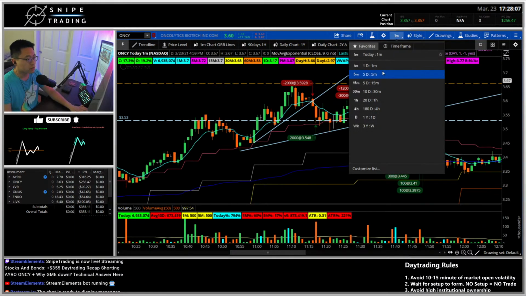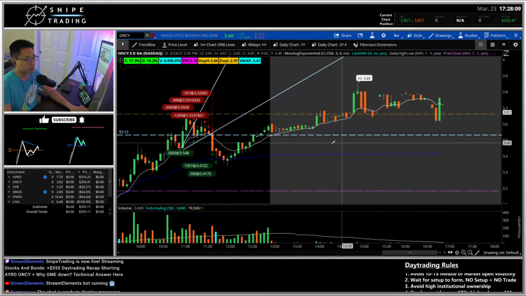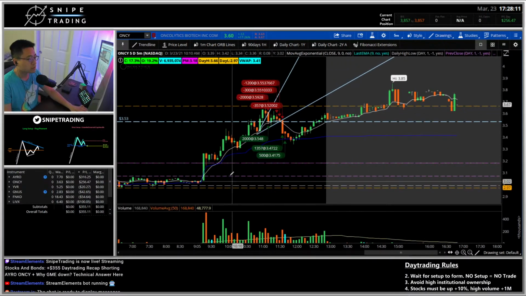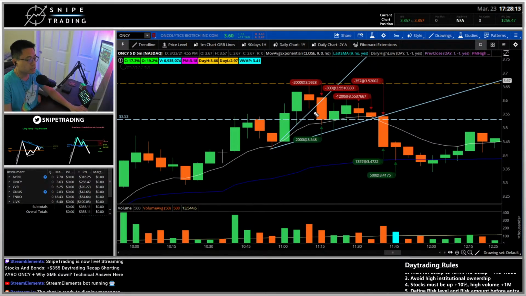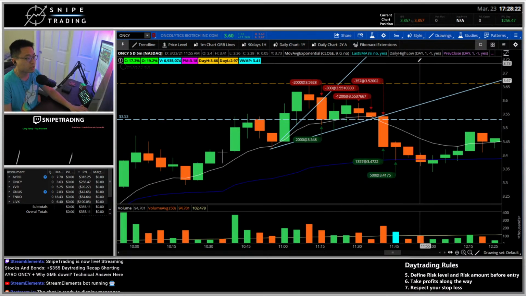So if I go to the 5-minute chart, you can see why I shorted it. It was up here. The 9 EMA is down here. So you're going to have that reversion to that EMA on the 5-minute chart.